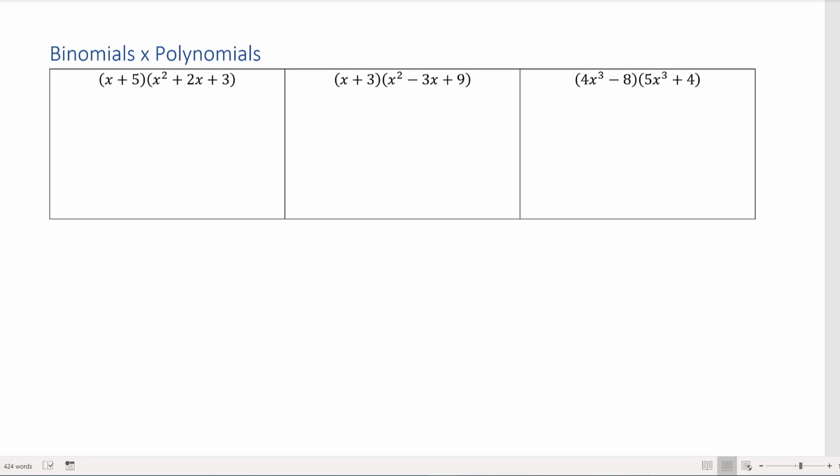Now we're going to multiply binomials times any polynomial. So remember when I told you how to double distribute? We are just going to double distribute again. And if there were 3 terms, you could triple distribute, or as many times as you need, because this works pretty much for anything.